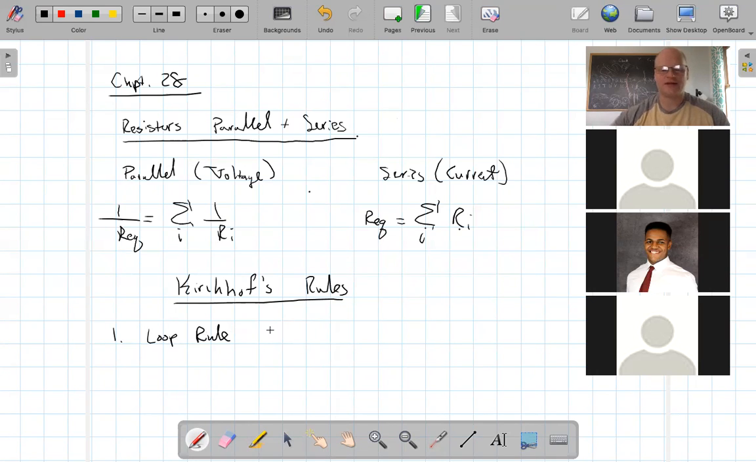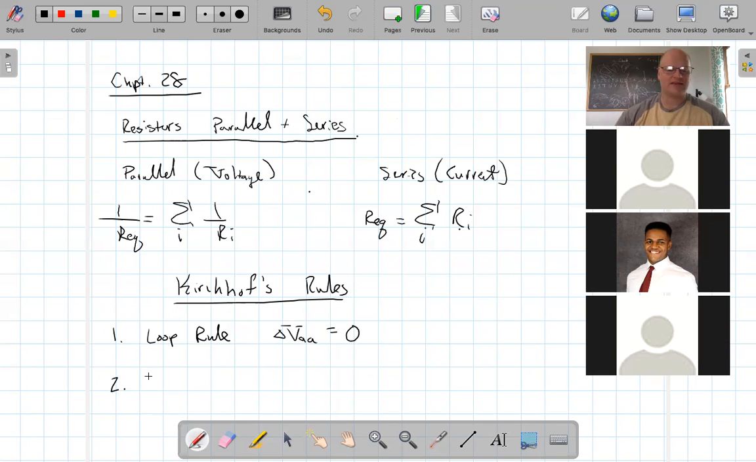The loop rule says that if I start off at a point and I go back to that point, the change of potential from that point back to that point, which I'm going to write as A to A, is then equal to 0. So the change of potential through any loop must be equal to 0.